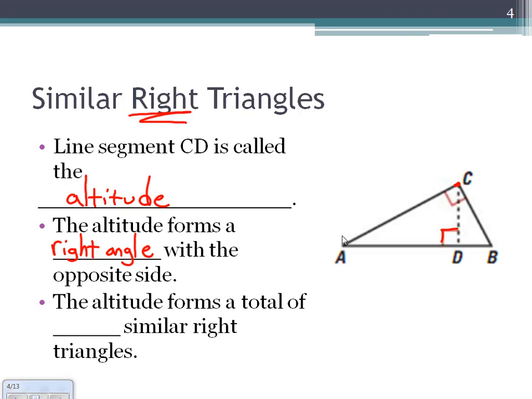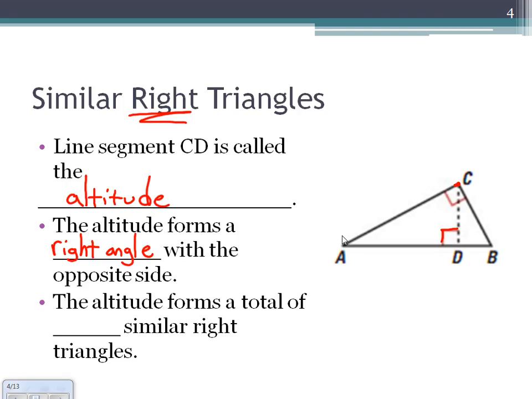If you look at my picture, the altitude forms a total of how many similar right triangles? How many do you see? Raise your hand, please. How many do you see? Gloria? 2. Anybody see 1? Yeah. Anybody see 2? Yeah. Anybody see more than 2? Yeah. 3, the whole thing. Devon says the whole thing, and I agree with Devon. That's the hard one to see.